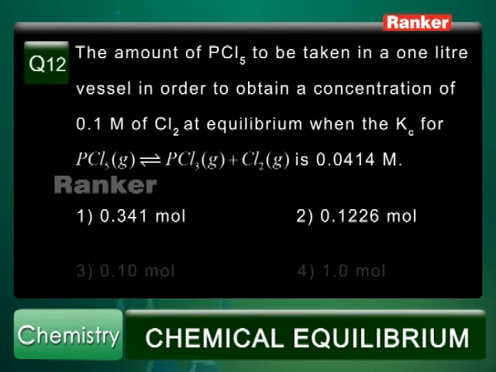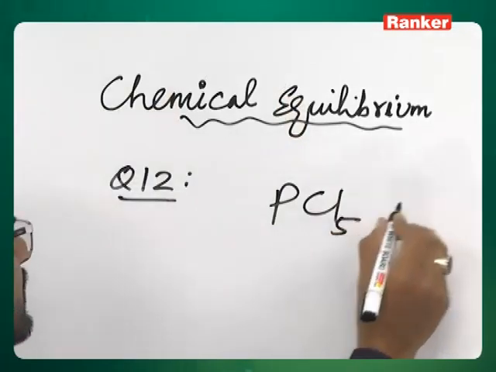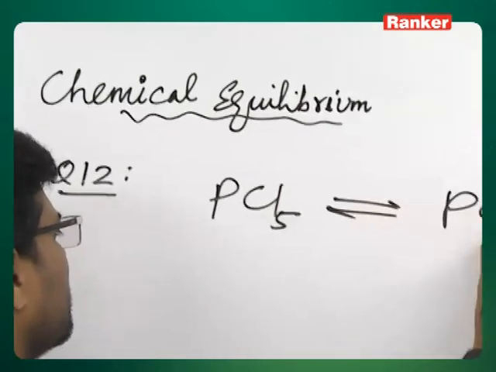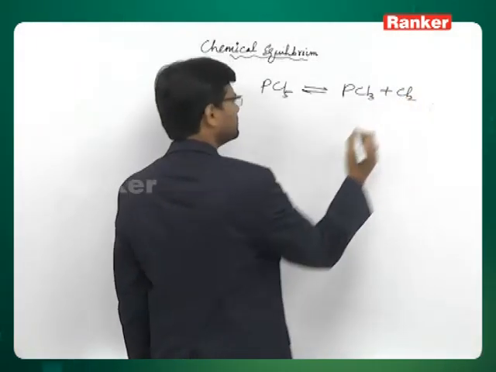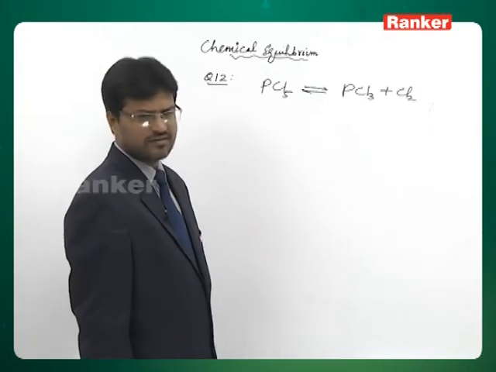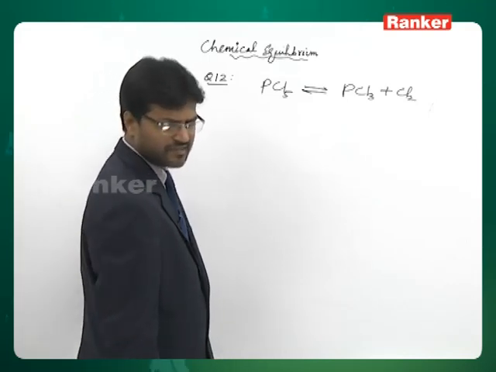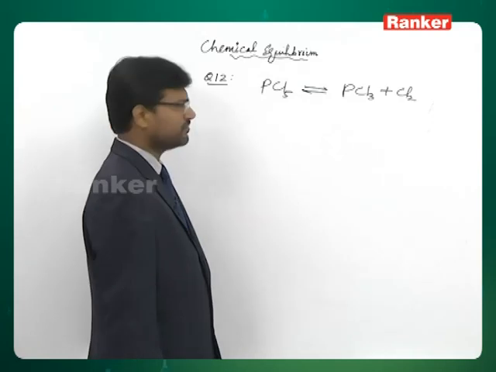Question number 12. The amount of PCl5 to be taken in a 1 liter vessel in order to obtain a concentration of 0.1 M of Cl2 at equilibrium, when Kc for PCl5 giving PCl3 plus Cl2 is 0.0414 M. The equation is PCl5 gives rise to PCl3 plus Cl2. The amount of PCl5 to be taken in a 1 liter vessel in order to obtain a concentration of 0.1 M of chlorine at equilibrium when Kc is 0.0414, right.